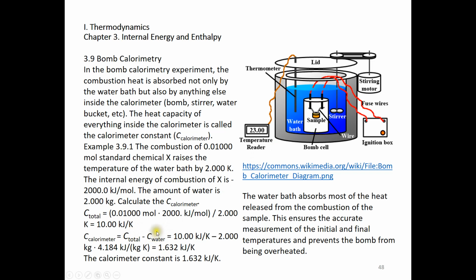Now we need to subtract the water. So it's 10 kilojoule per Kelvin, subtract the heat capacity of water. We have 2 kilograms of water, and its specific heat capacity is 4.184 kilojoule per kilogram Kelvin. And we do this calculation, in the end we get 1.632 kilojoule per Kelvin. So the calorimeter constant is 1.632 kilojoule per Kelvin, and this calorimeter constant is the heat capacity of everything inside the calorimeter, excluding the water.